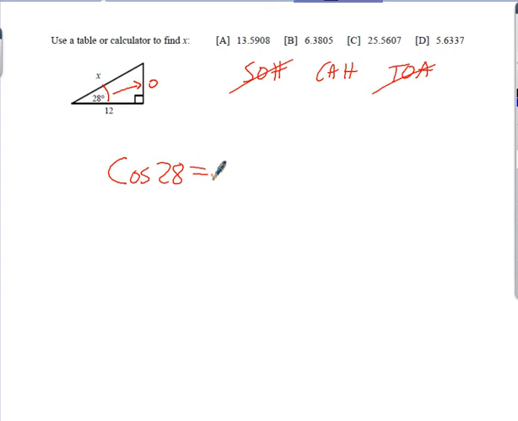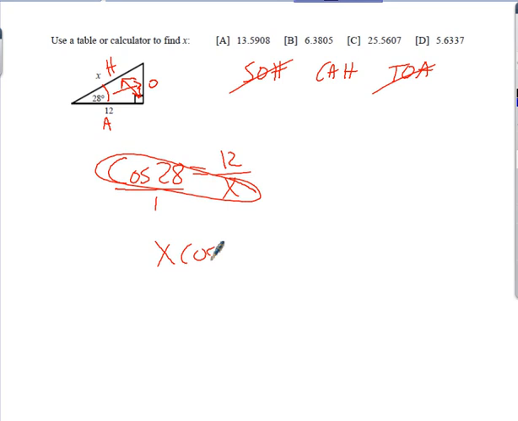Alright, adjacent, where's my adjacent? Here's my adjacent, there's my hypotenuse. The hypotenuse is always directly opposite of the right angle. So adjacent over that, I'm going to drop a 1 under here. I'm going to cross multiply. So we got x cosine 28 equals 12 times 1, or just 12. I've got to get x by itself, so I'm going to divide this side by cosine 28. Those cancel out.